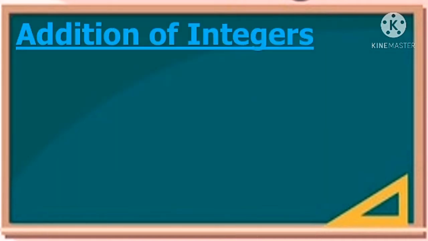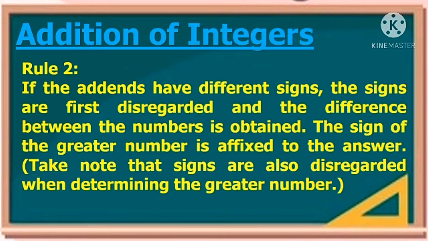Now, let's go to the second rule of addition of integers. The second rule is, if the addends have different signs, the signs are first disregarded, and the difference between the numbers is obtained. The sign of the greater number is affixed to the answer. Take note that signs are also disregarded when determining the greater number.